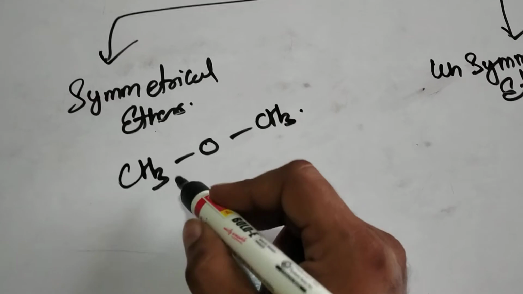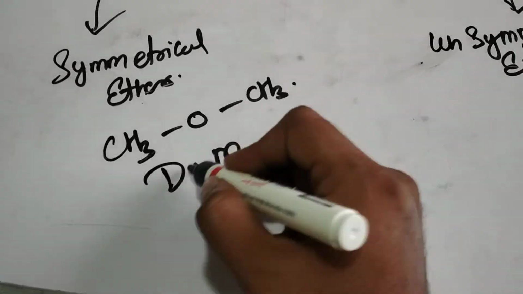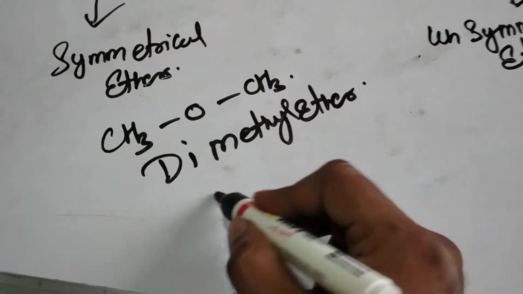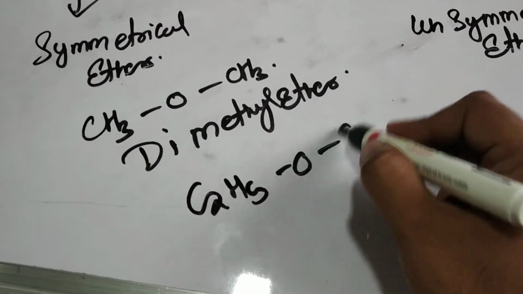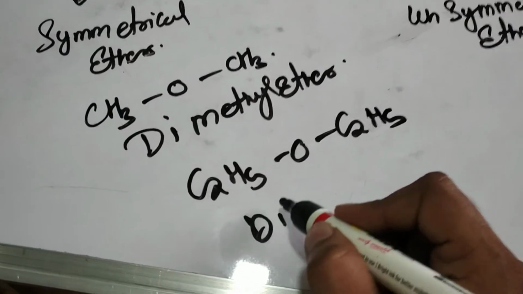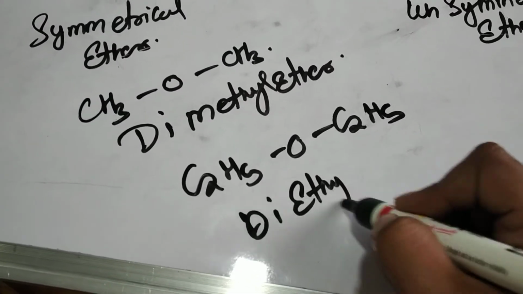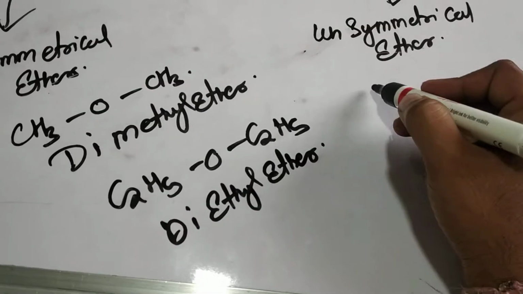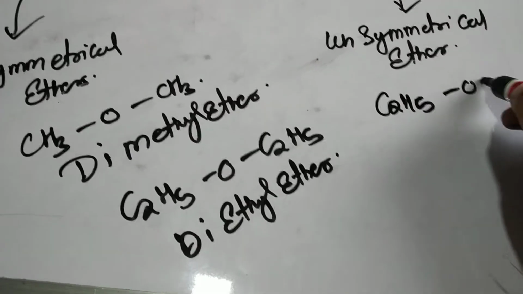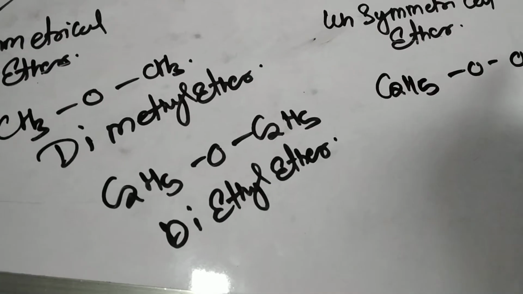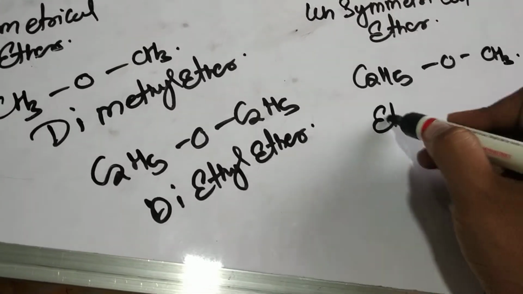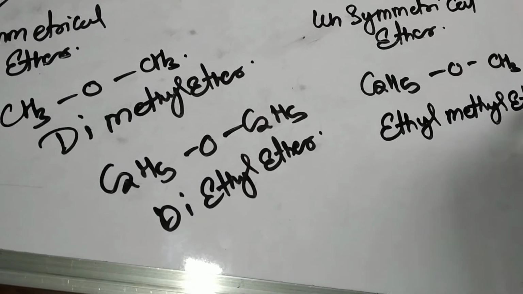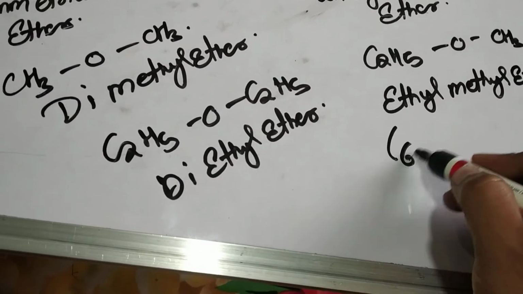CH3OCH3. What is the name of this compound? Dimethyl ether. Then C2H5OC2H5. What is the name of it? Diethyl ether, right? Then unsymmetrical का केस ले लेते हैं, C2H5OCH3. Now here it will be ethyl methyl ether. Ethyl methyl ether.